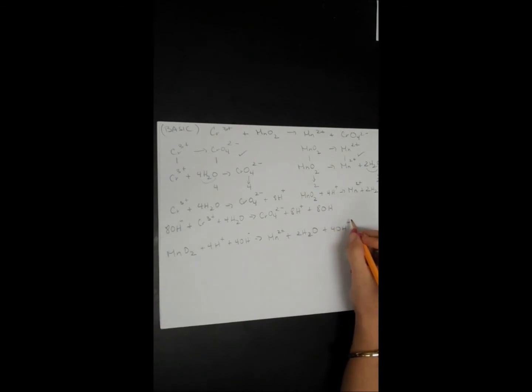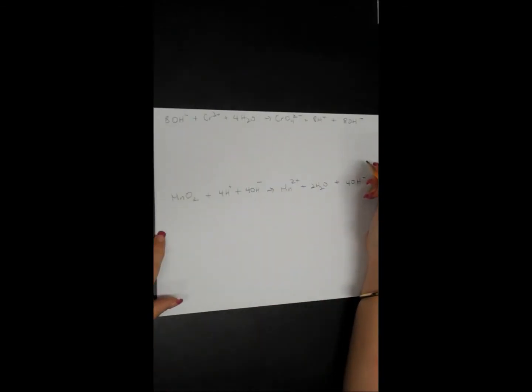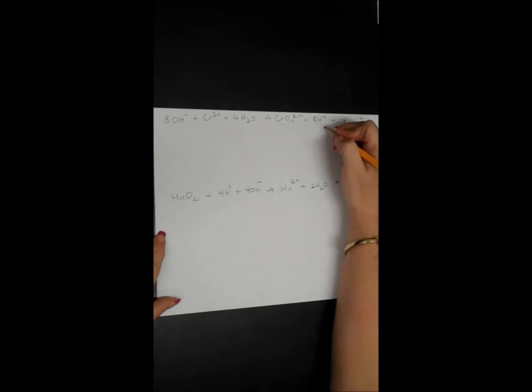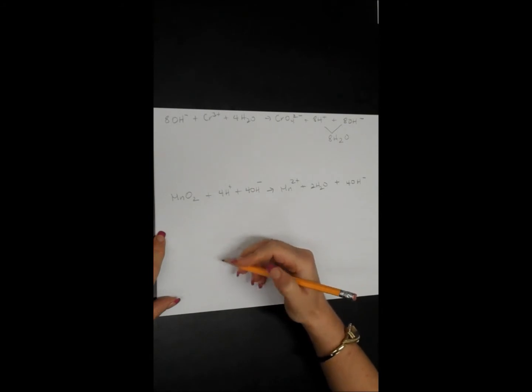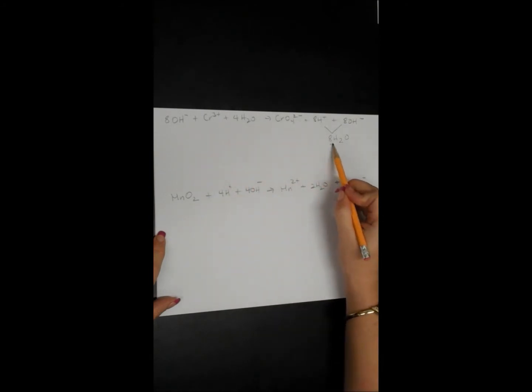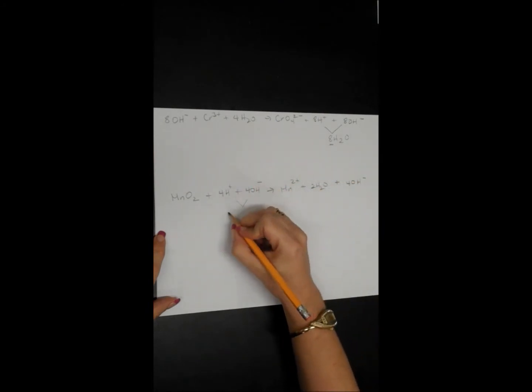Next, we combine to form water. Now you can take the H plus and OH minus and combine them to form water. In our first half reaction, we have 8 H2Os, which were combined. In our second half reaction, we have 4 H2Os.